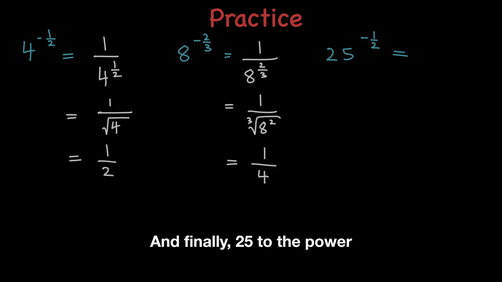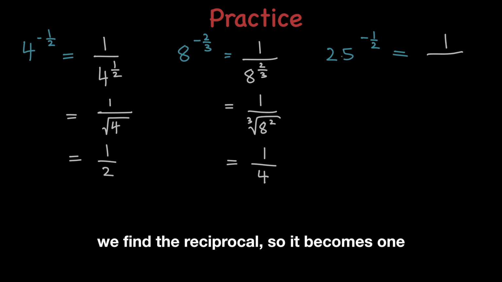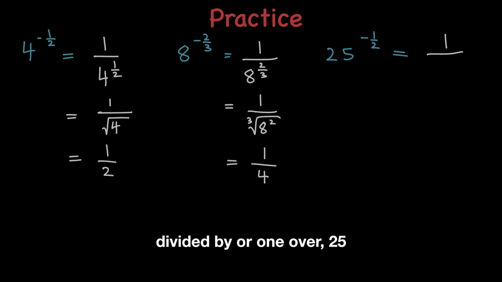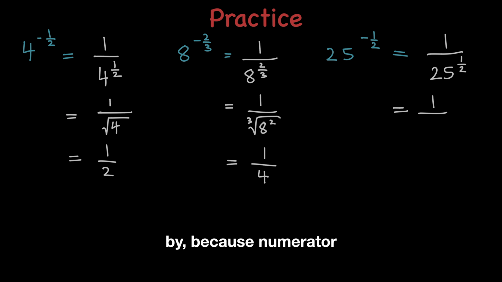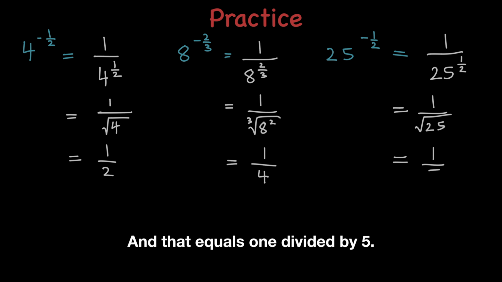And finally, 25 to the power of a negative half. Getting rid of the negative index, we turn it into a fraction and we find the reciprocal. So it becomes 1 divided by, or 1 over, 25 to the power of 1 over 2. And then that becomes 1 divided by, because the numerator is 1, we leave it as 25. And the denominator is 2, so we're finding the square root of that 25. And that equals 1 divided by 5.